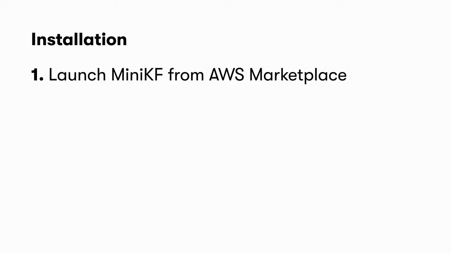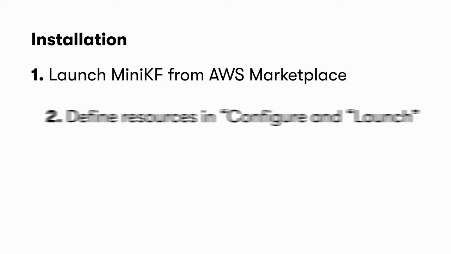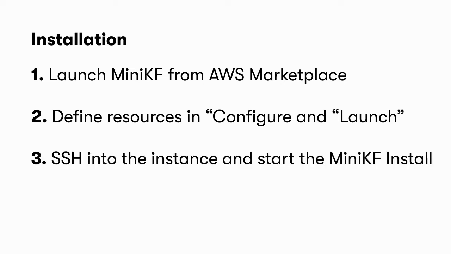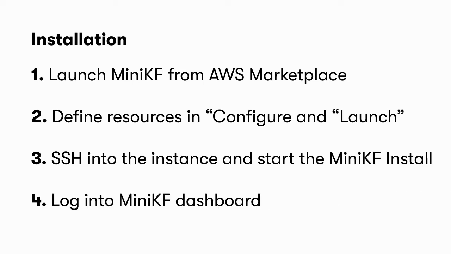Okay, the installation is actually pretty painless. It's 4 steps. The first step is going to be to launch MiniKF from the AWS Marketplace. Step 2 is to define the resources in the configure and the launch screens. Step 3 is to SSH into the instance and start the MiniKF install. And finally, in step 4, we log into the MiniKF dashboard. Okay, let's do an install.